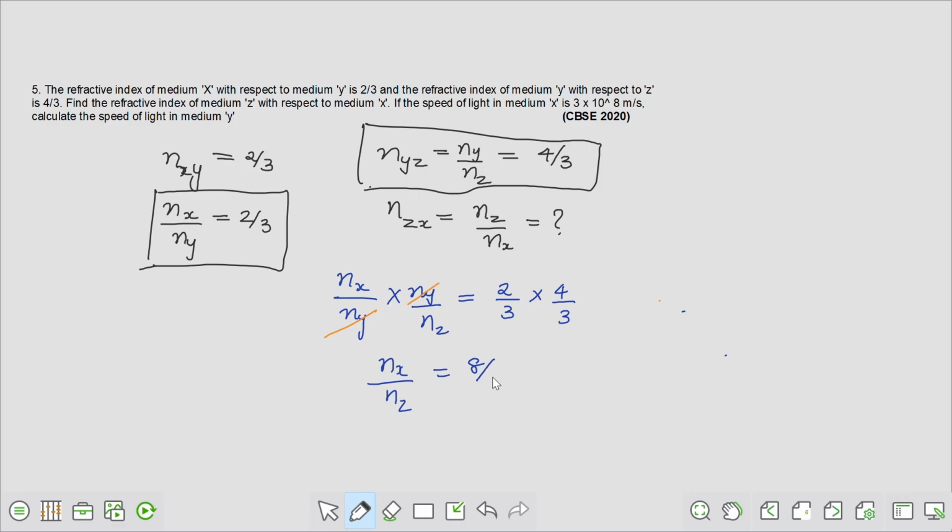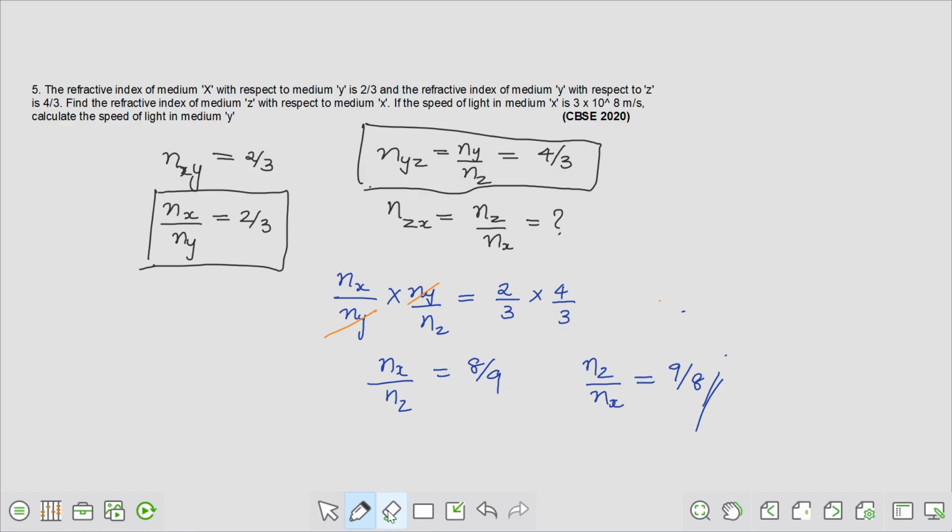But our question is NZ by NX, so just take the reciprocal of this. NZ by NX will be equal to 9 by 8. So this is the refractive index of medium Z with respect to X. Now there is one more question here. If the speed of light in medium X is 3 into 10 power 8 meter per second, calculate the speed of light in medium Y. Now we have to find the speed of light in medium Y.